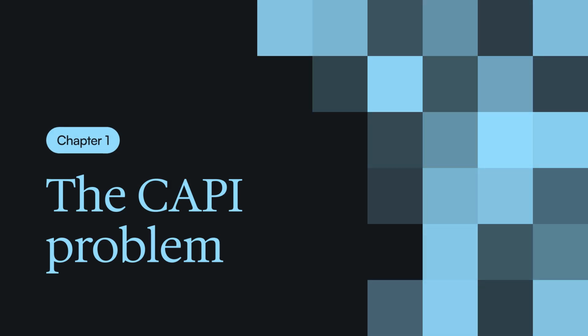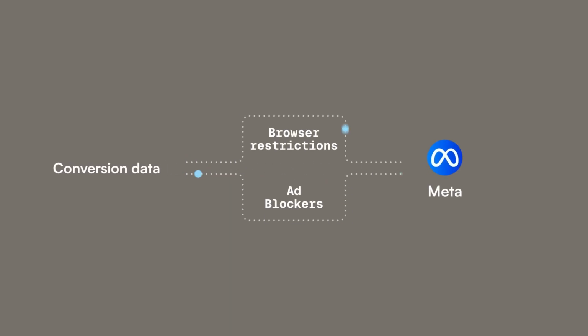So here's some context. The Conversions API has been around since 2021. Meta has been telling advertisers to use it for years, and the pitch has always been straightforward. Send your conversions data server-side, bypass ad blockers and browser restrictions, give Meta a better signal to optimize your campaigns.